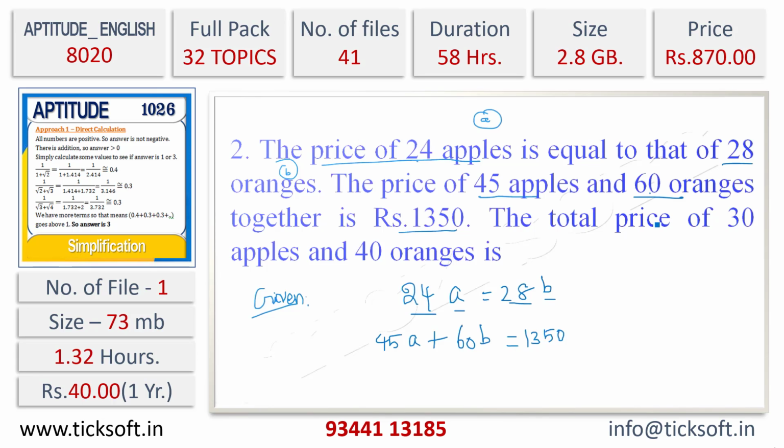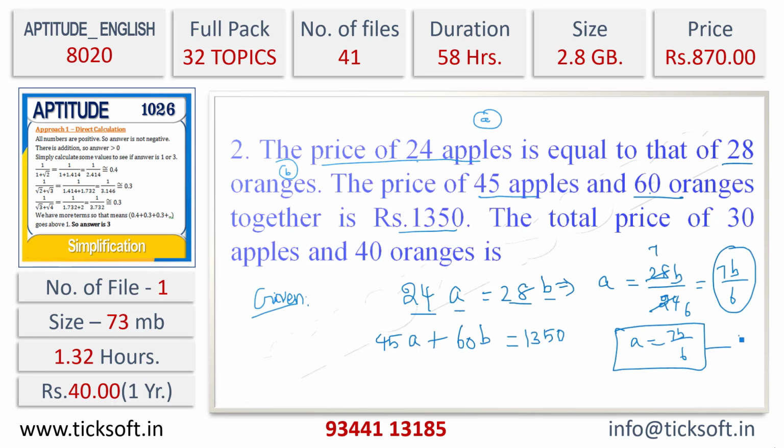Now if we add these two, we get this one. So now by using these two only, we are going to first find out the value of a. If we bring this 24 to the opposite side, we get 28b divided by 24, and if we cancel these two values by using the common factor 4, then we get 7 into 4 is 28 and 6 into 4 is 24. So we get 7b by 6 as the value of a. Now let us take this a equal to 7b by 6 be the equation number 1.